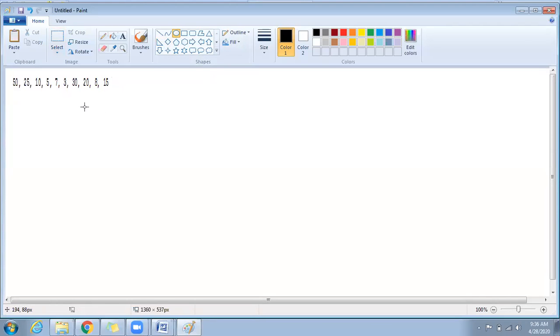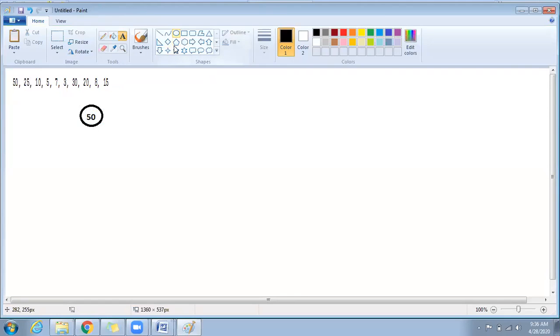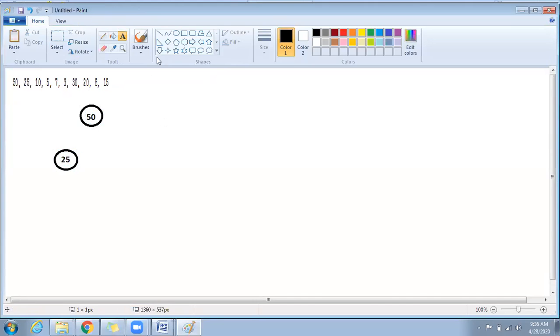What is the first element? 50. Okay. What is the second element? 25. Where should I insert 25? Left of 50. Very good. What about the next element? 10. Where should I insert 10? Left of 25.